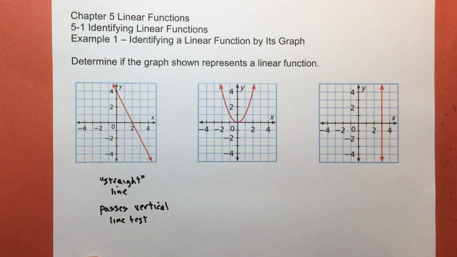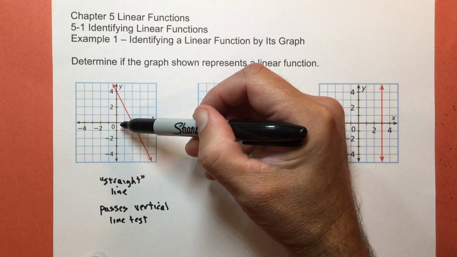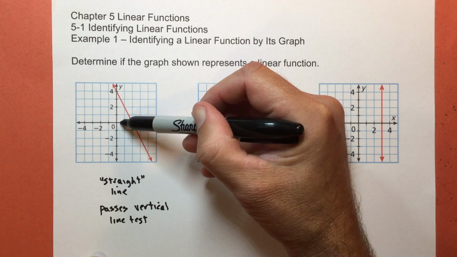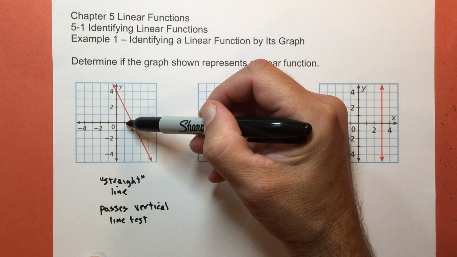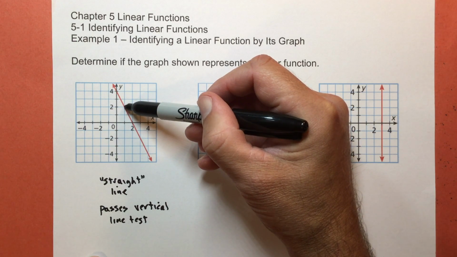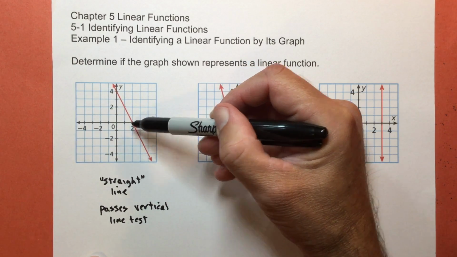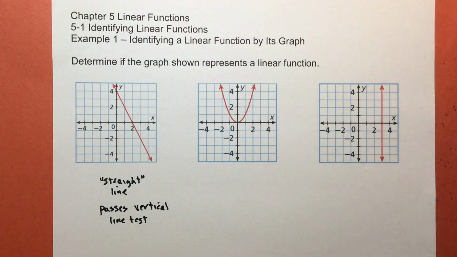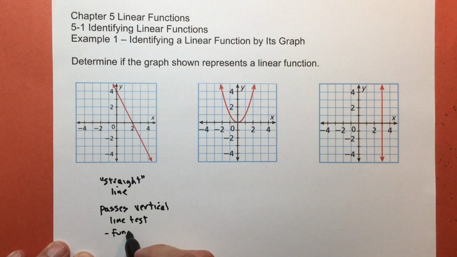The vertical line test says that if I go to any x value, it's only going to cross there once. So here's x equals 1, it only crosses right here. Here's x equals 2, it only goes right here. The vertical line test actually says that if you draw a vertical line, if it crosses in more than one place, it's not a function. So it's kind of like a test for things that are not functions. So this does appear to be a function. So yes, this is a linear function.